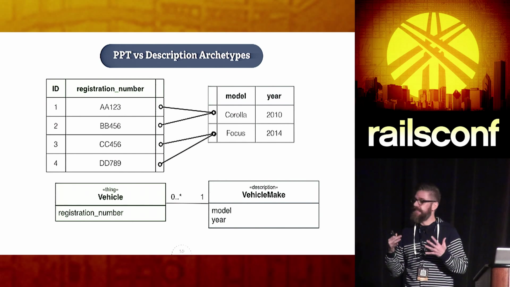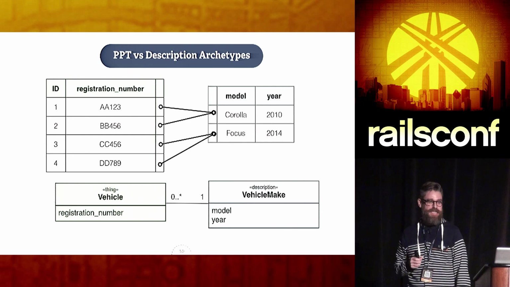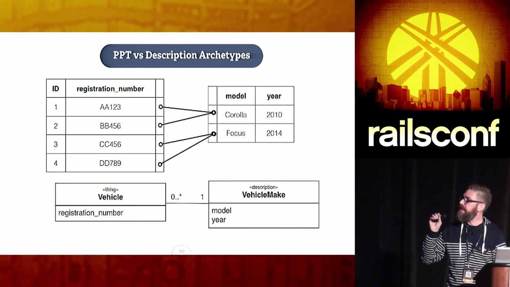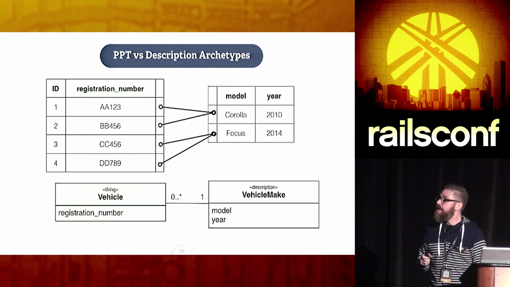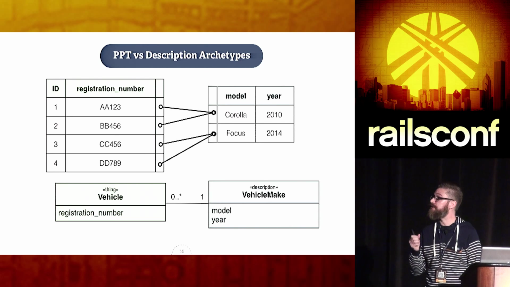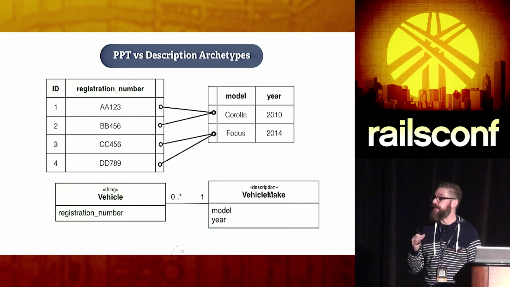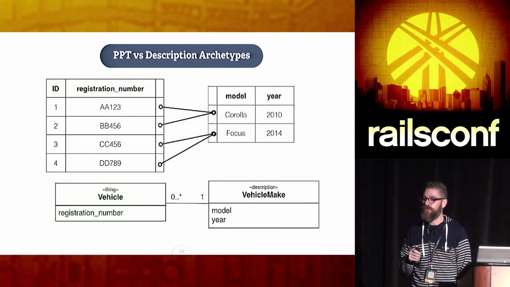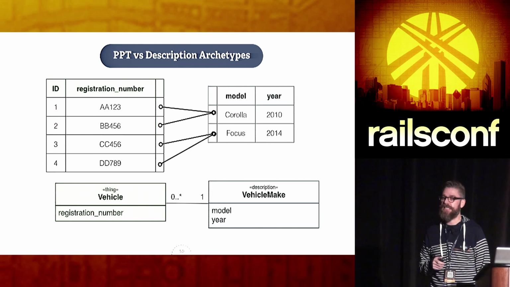And we can, of course, extract these. We'll use a business request term, business services, when we can extract those repeating attributes. And here the business object with the registration number is our vehicle, and with the model and year we have the vehicle make. So instances 1 and 2 of the vehicle are described by the first instance of the description, which is the Corolla 2010. And instances 3 and 4 are described by the second instance of that description, the Focus 2014. So you can think about this in terms of data normalization.